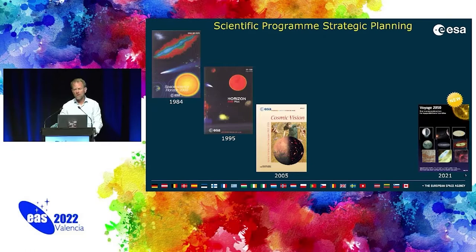It's community-based, bottom-up decisions on where we want to go, and then peer reviews of the proposals of the missions we get, and trying to actually build a program with that, and trying to balance the program between the different disciplines, between very large missions, medium-sized missions, small missions, participations and partner missions.